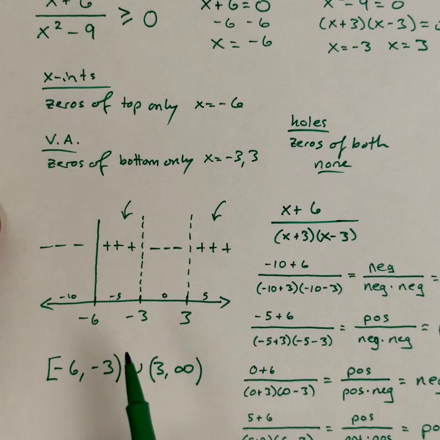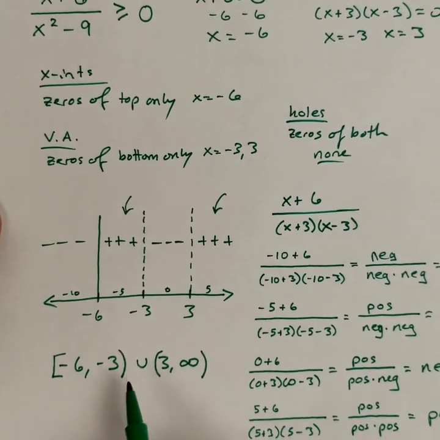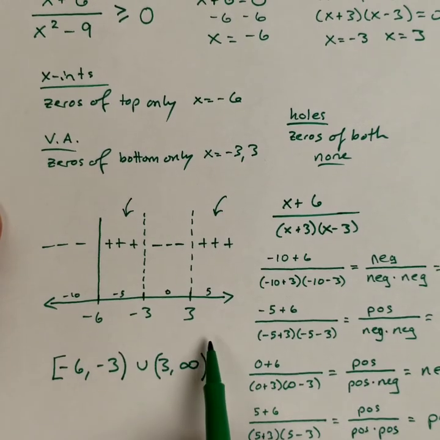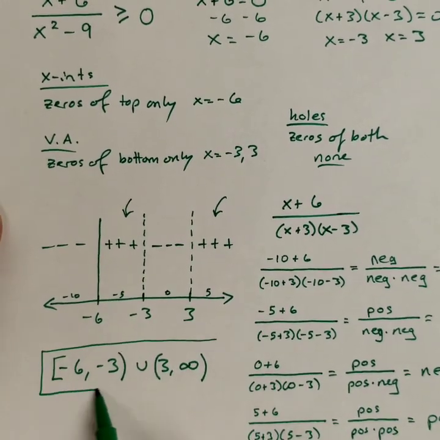The final solution then is the union of those two intervals, including the -6 and excluding the vertical asymptotes at -3 and 3.